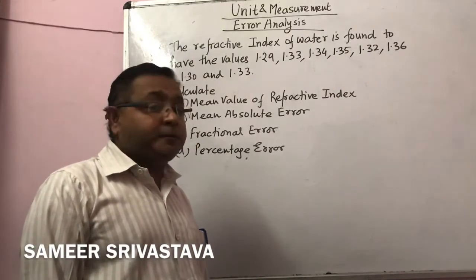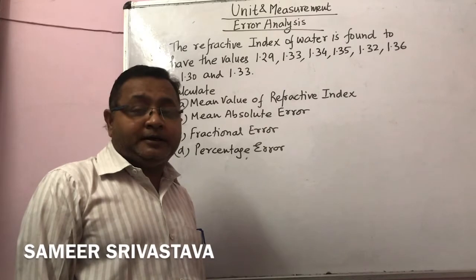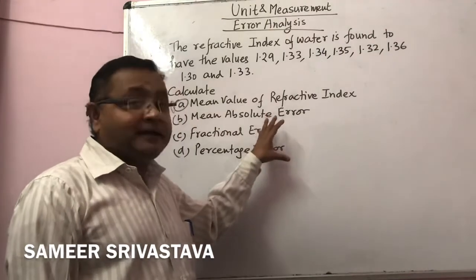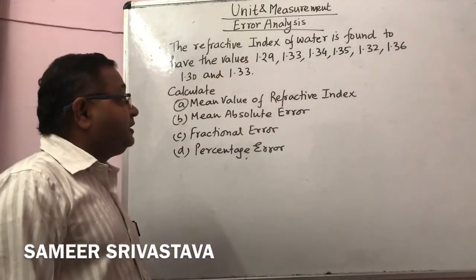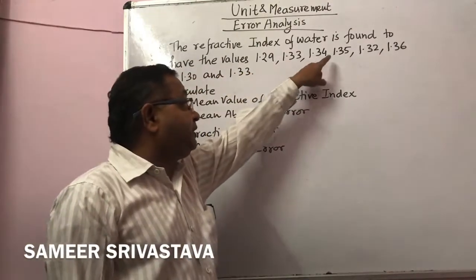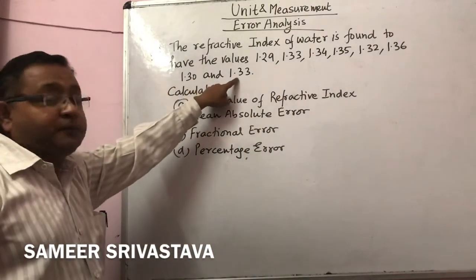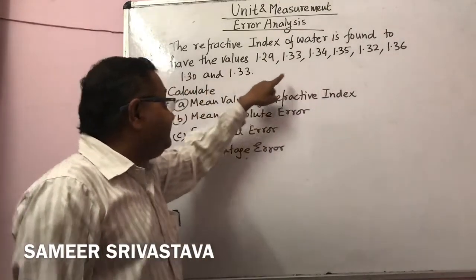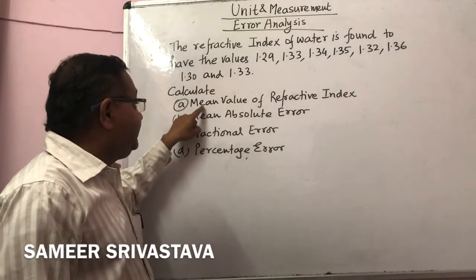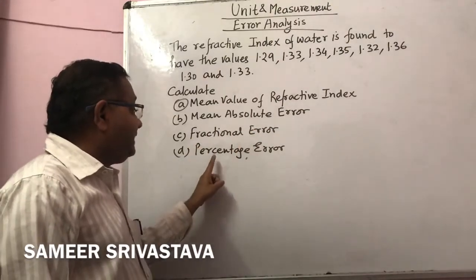Now today I continue the topic error analysis by taking some examples based on absolute error, mean absolute error, relative error and percentage relative error. I am taking one example here. The refractive index of water is found to have values 1.29, 1.33, 1.34, 1.35, 1.32, 1.36, 1.3 and 1.33. There are a total of 8 values given for the refractive index of water. We have to calculate the mean value of refractive index, mean absolute error, fractional error and percentage error.